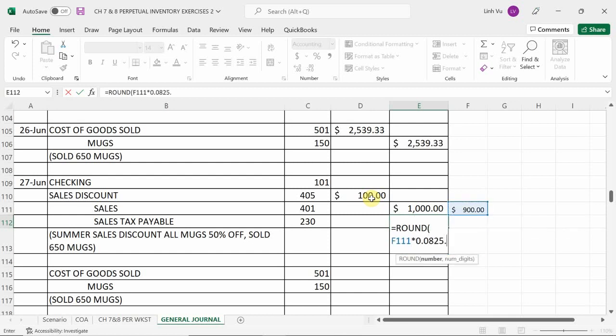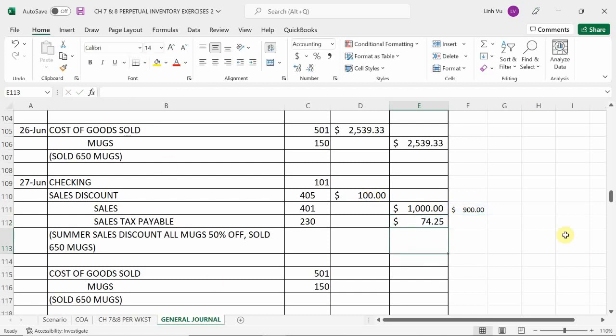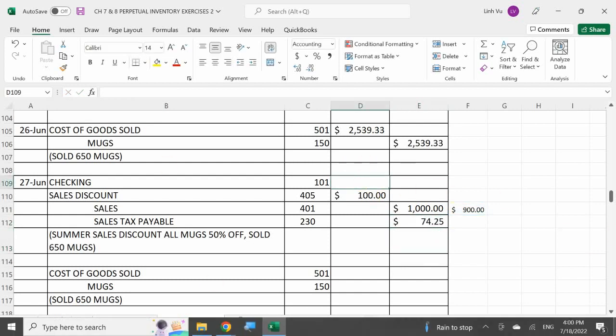I got $74.25. Good. So how much money should I be receiving from the sales? $974.25. Good. Right? There you go again. This plus this minus this will give you $974.25.